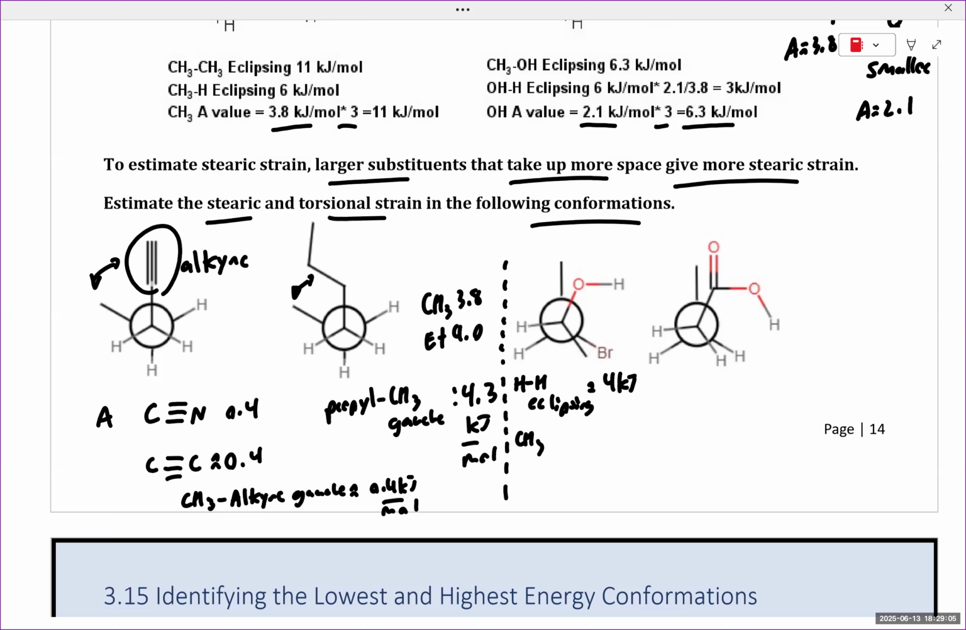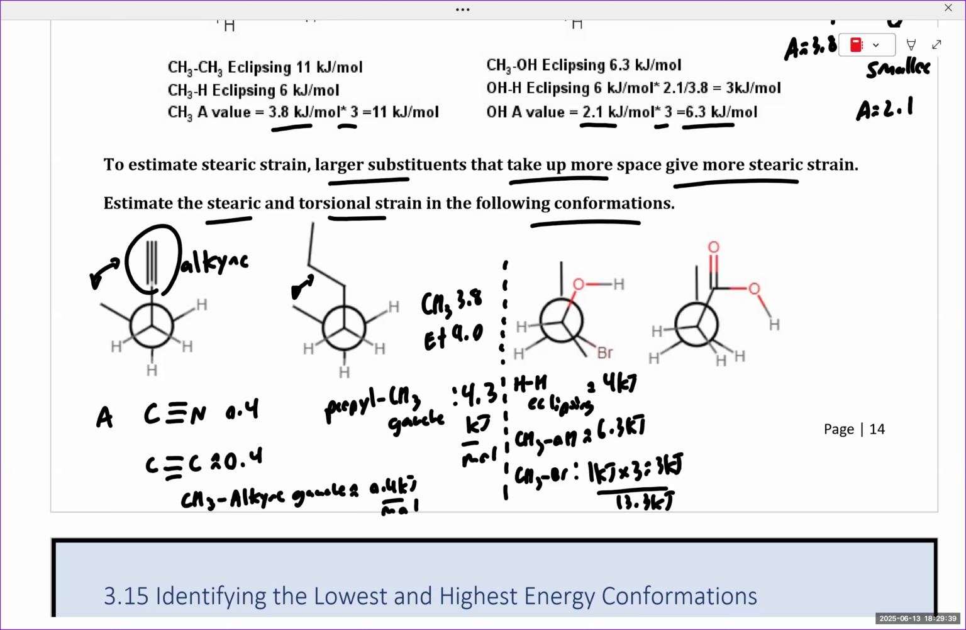We have a methyl-hydroxyl eclipsing interaction, which we calculated to be around 6.3 kilojoules. And for the methyl-bromine eclipsing, 1 kilojoule is the gauche interaction multiplied by 3, gives us about 3 kilojoules of strain. Adding it up, we get about 13.3 kilojoules of steric and torsional strain. With this example in mind, I'd like you to tackle the next problem.